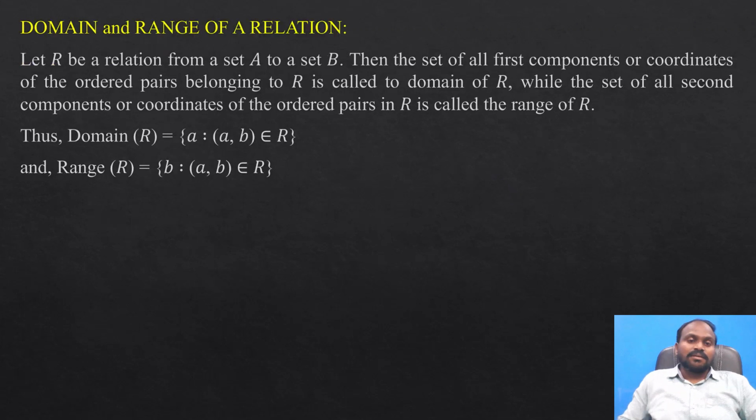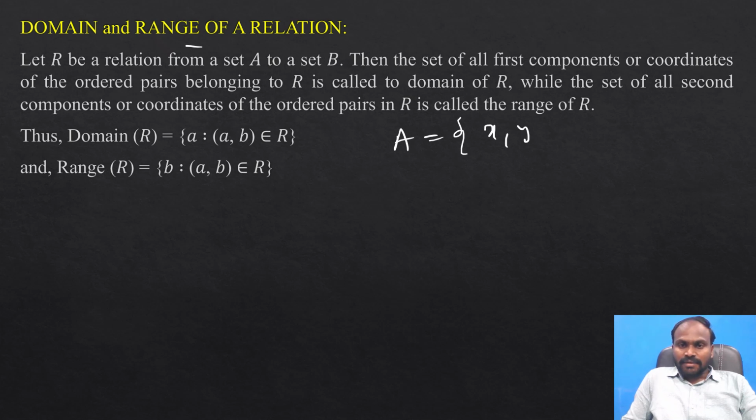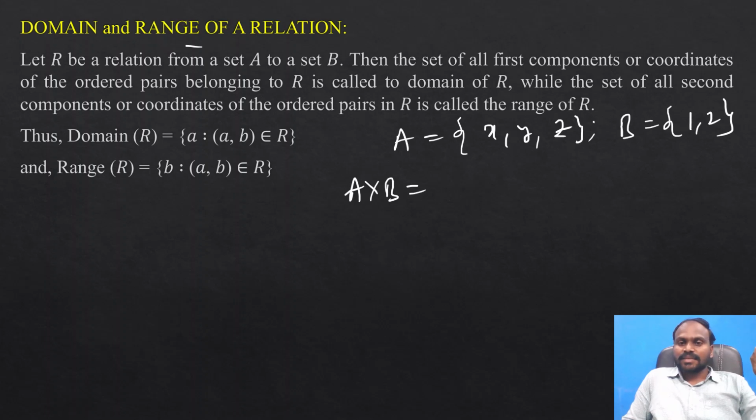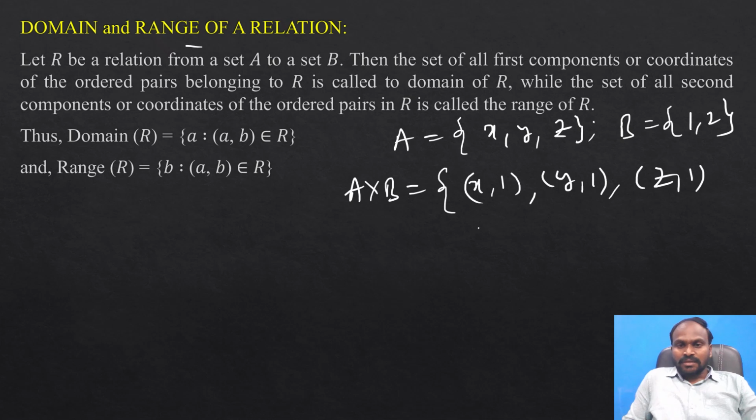Now, what are the domain and range of relations? The domain is the input and the range is the output. Just now we discussed the Cartesian product: if A is {x, y, z} and B is another set {1, 2}, and the relation is from A cross B, that means you are going to get 6 elements: (x, 1), (y, 1), (z, 1), and (x, 2), (y, 2), and (z, 2).